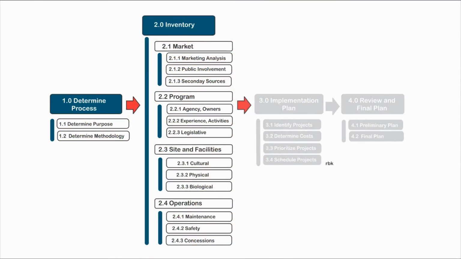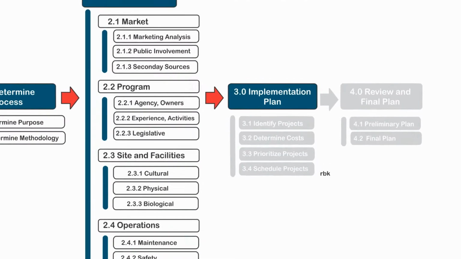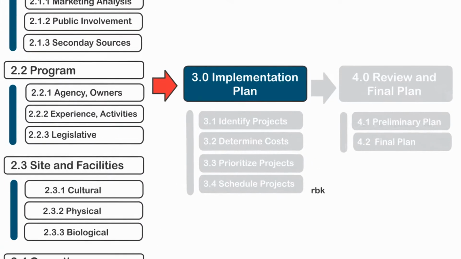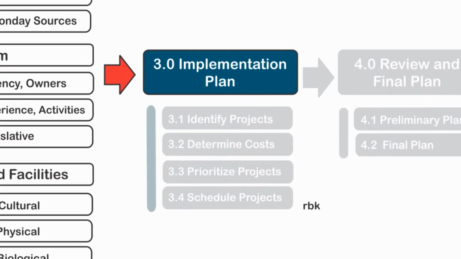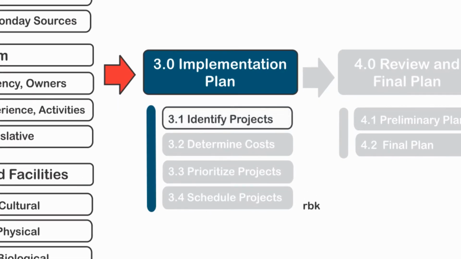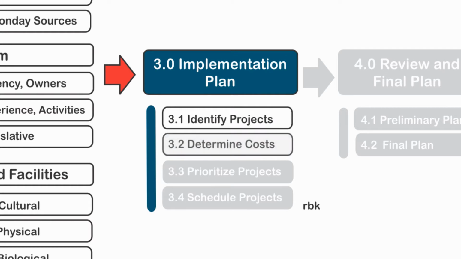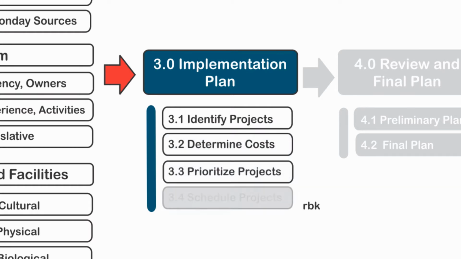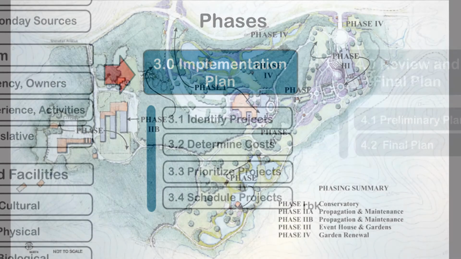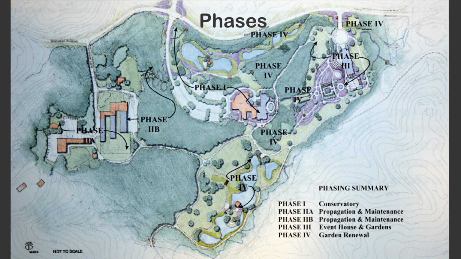If the inventory phase addresses what will be done, the implementation phase addresses how it will be done. First, identify projects or tasks. Next, determine funding sources. Third, prioritize them. And fourth, schedule their completion. Brookside Gardens is illustrative of the process.